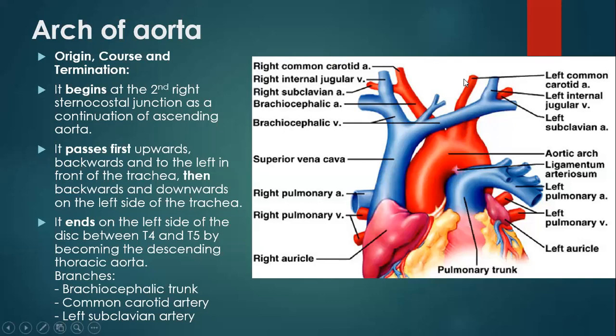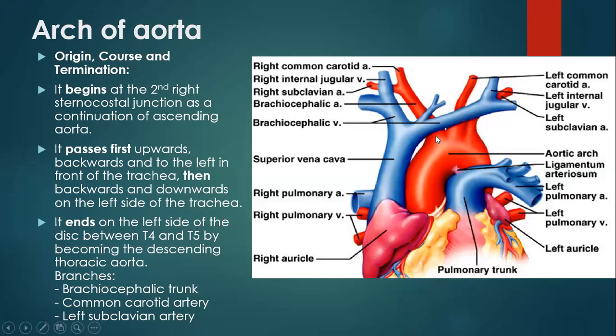Okay, then we have the common carotid. This is the common carotid and the left subclavian. So these are the three branches, very important branches, which will be supplying both the head and neck part as well as the upper limbs of both the right and left side. So these are the arteries.